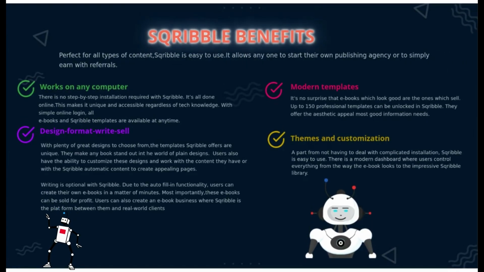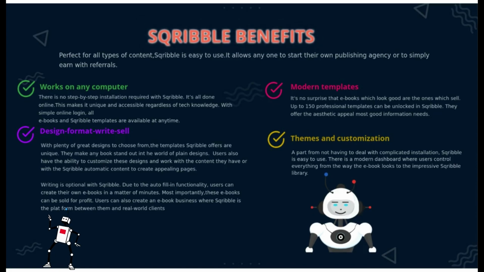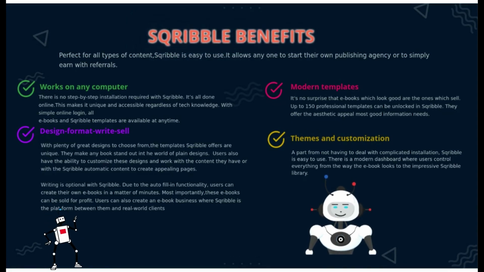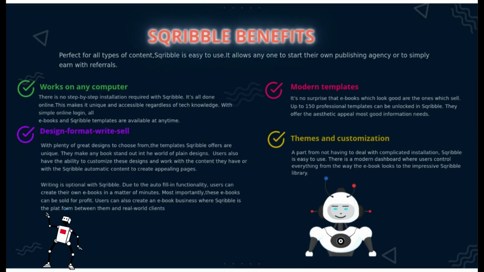Sqribble benefits. Perfect for all types of content. Sqribble is easy to use. It allows anyone to start their own publishing agency or simply earn with referrals. Works on any computer. There is no step-by-step installation required with Sqribble. It's all done online. This makes it easy and unique and accessible regardless of tech knowledge.